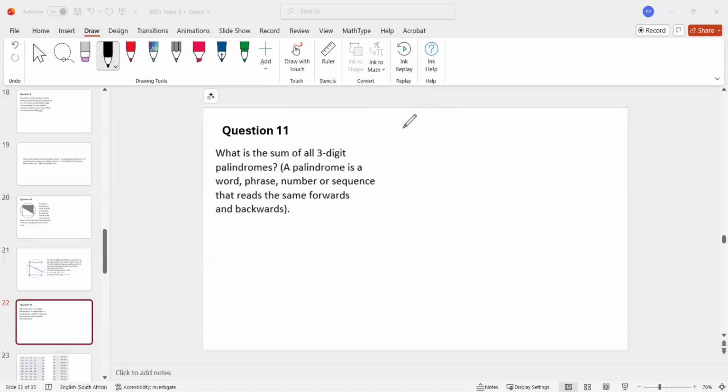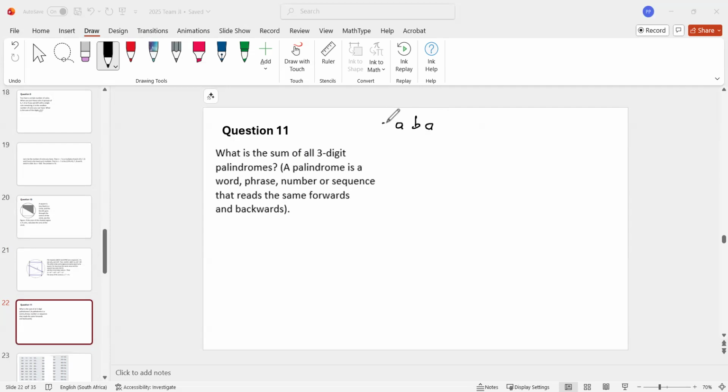If you've got a three-digit number, you can put a number A, for instance, in the front, and you have to have the same number at the end because it reads the same forwards and backwards. So you've got ABA this way. This B can be anything, A can be anything, and these are all the three-digit palindromes.